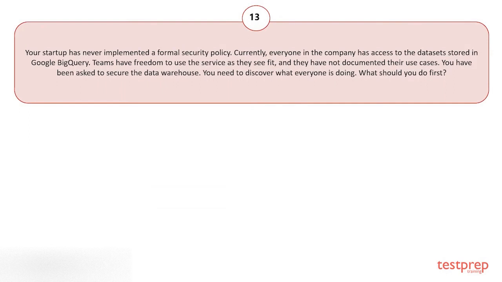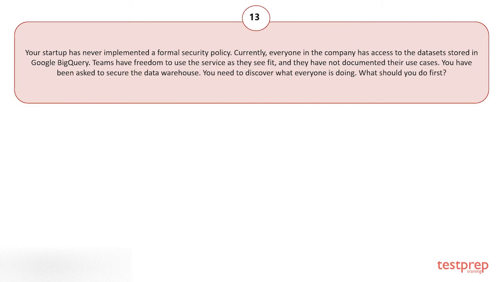Your startup has never implemented a formal security policy. Currently, everyone in the company has access to the datasets stored in Google BigQuery. Teams have freedom to use the service as they see fit, and they have not documented their use cases. You have been asked to secure the data warehouse. You need to discover what everyone is doing. What should you do first?